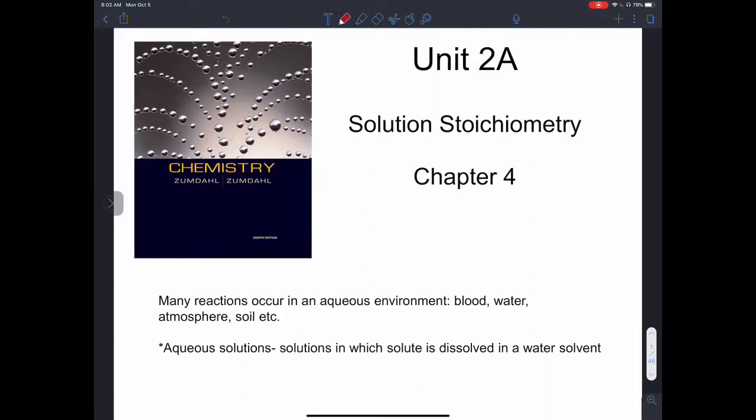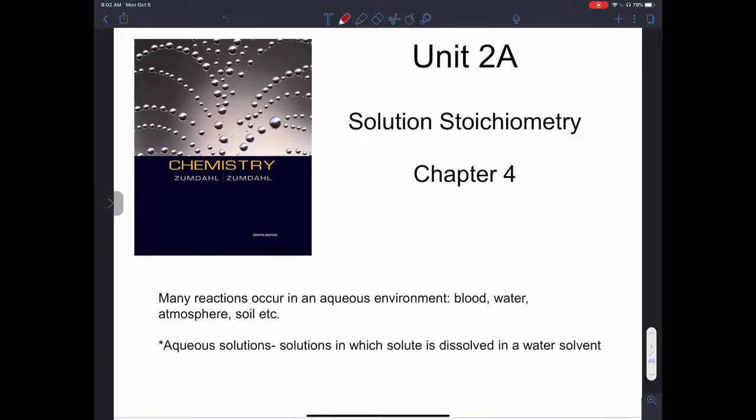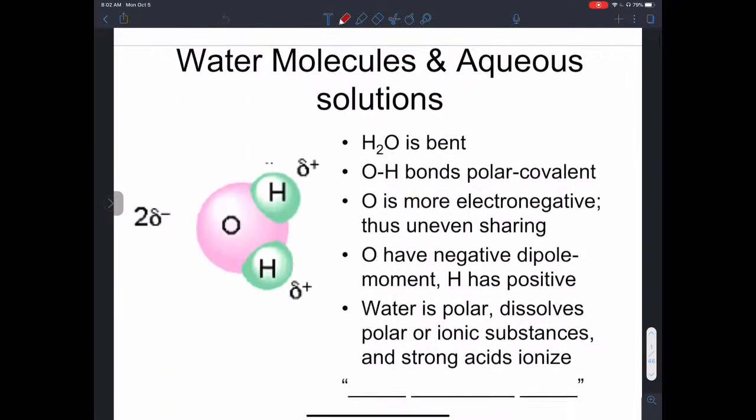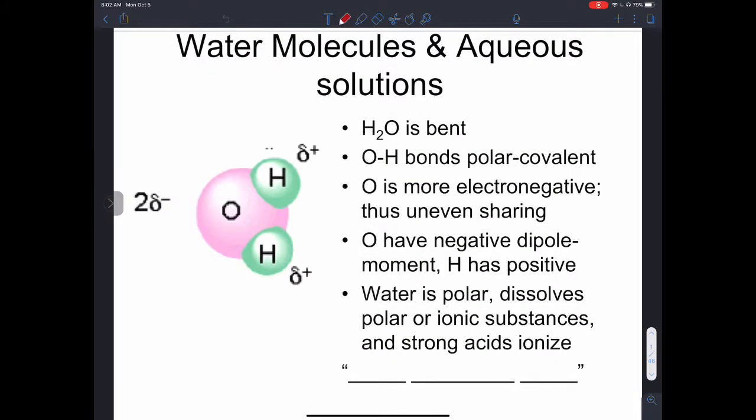Many reactions occur in an aqueous environment, so we will frequently be talking about solutions that are occurring in water, or aqueous solutions. Just a little bit of background information about water. I know that you probably recall water is H2O. Water is a bent molecule having the shape that you see here.